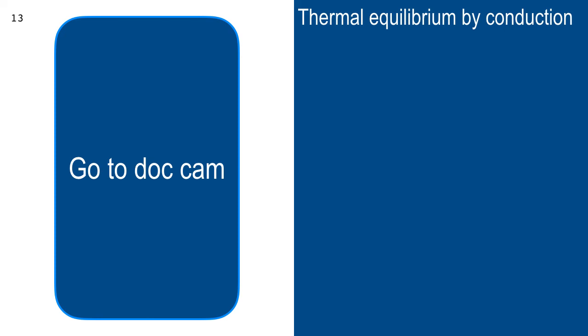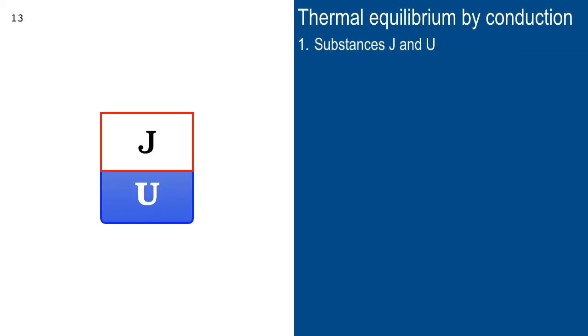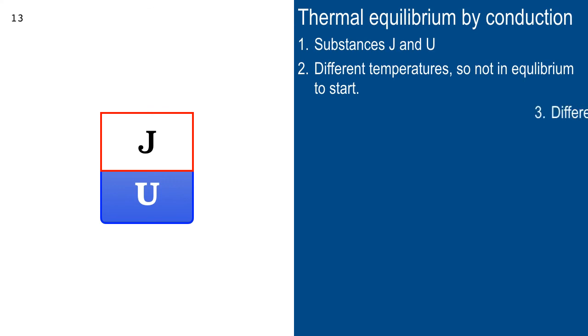So let's just recap the specs for this problem. We're dealing with 2 different substances, and here's a little schematic for the 2 substances, J and U, in thermal contact. They start with different temperatures. They're out of equilibrium. And the ones that we have are 359 and 279. I'll write all this stuff down here in a second, so don't worry about that.